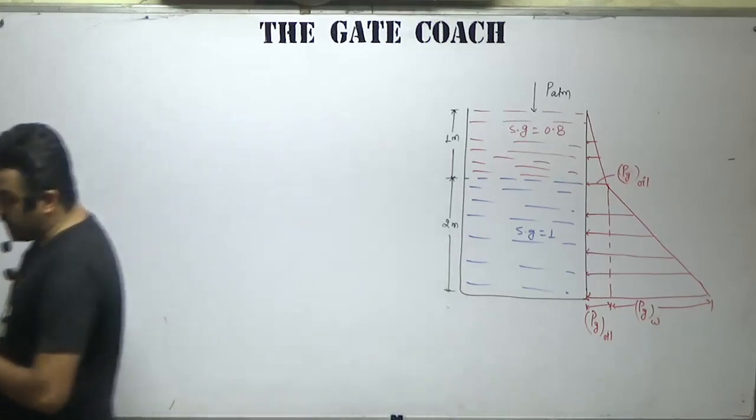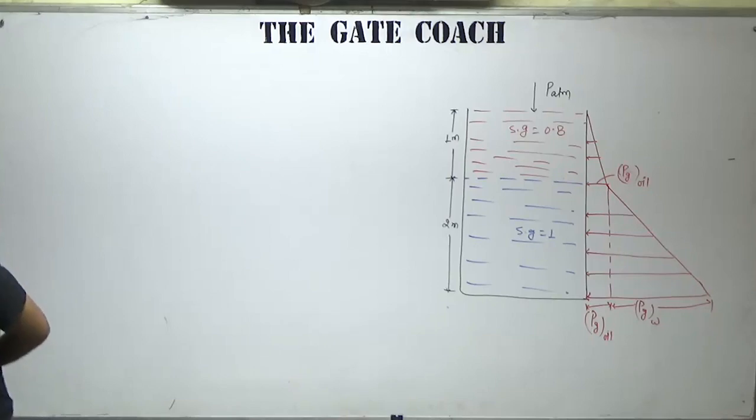What is the absolute pressure at the base? It's 128793 Pascal. In terms of meter of head, this is 13.128 meter of water, and in terms of oil, this is 16.410.